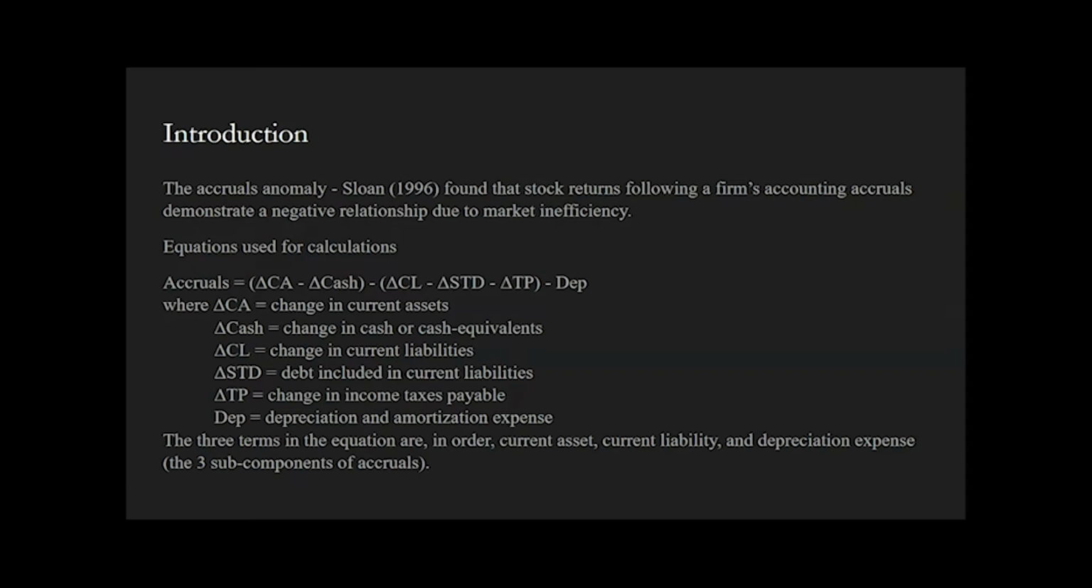Computationally, accruals have three components: current assets minus current liabilities, and depreciation expense. In terms of Compustat items, current assets equals change in current assets minus change in cash. Current liabilities equals change in current liabilities minus change in debt included in current liabilities, and change in income taxes payable. And depreciation expense is directly included in Compustat.